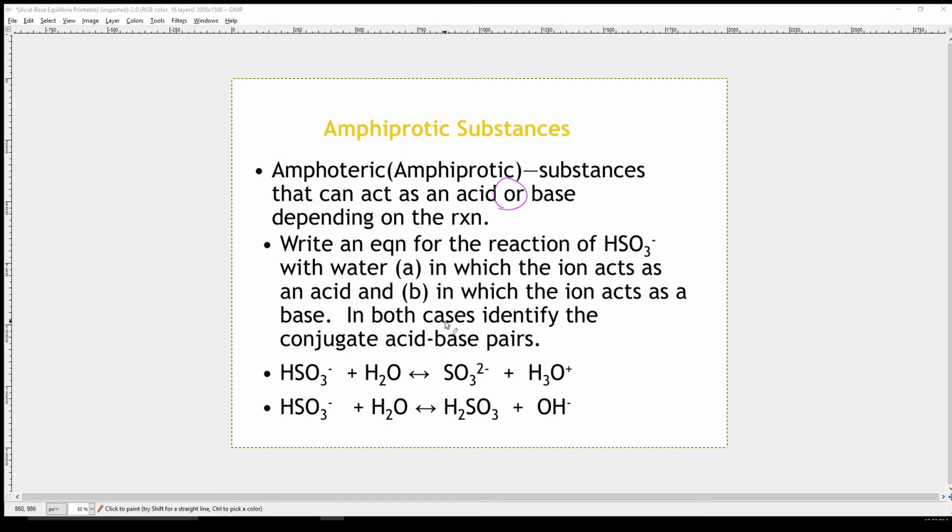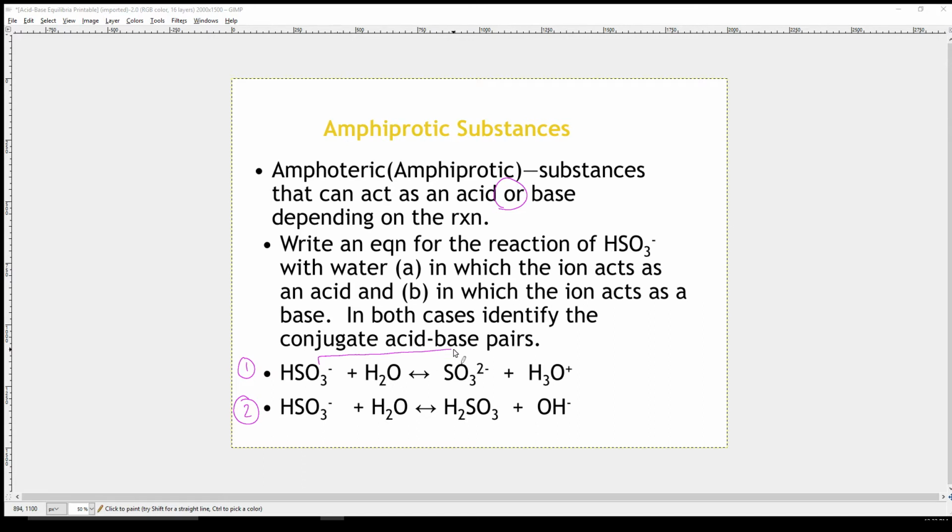So here we have an equation for the reaction of HSO3-, hydrogen sulfite or bisulfite, reacting with water. There it is, twice. And in one of them, this ion is going to act as an acid, and in the other, the ion is going to act as a base, which seems a little strange, but is totally possible. So first, let's link it with its conjugate acid-base pair.